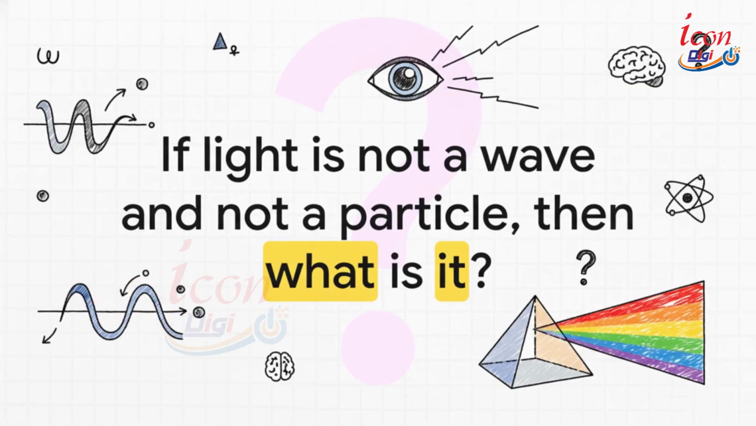So if light isn't a wave and it's not a particle, what in the world is it? And that's the big mind-blowing mystery. The simple rules of reflection we looked at today, they work perfectly for our day-to-day lives. But the true nature of light itself is one of the deepest, weirdest questions in all of science. It's a mystery that literally gets to the heart of what reality is.